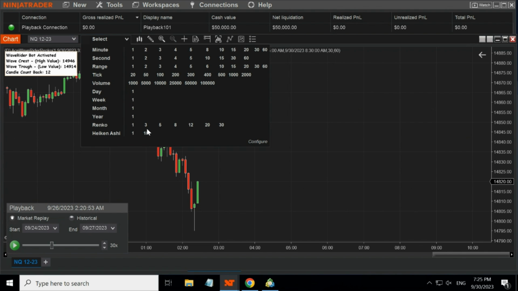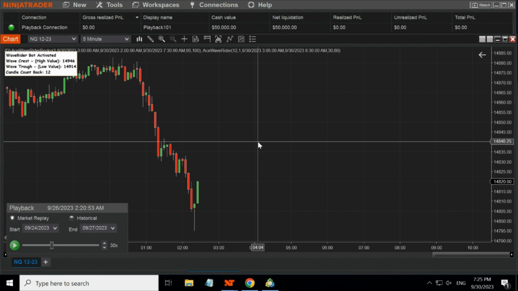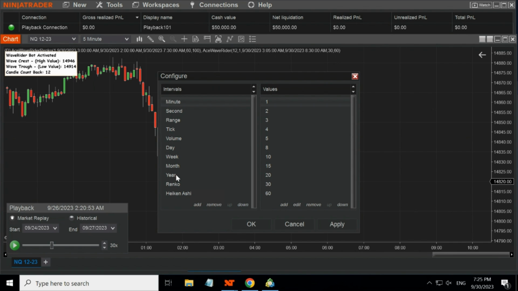So previously I was on a Renko chart, so you can see on the bottom here. If you don't have Renko configured onto your chart, you can easily do that by clicking on configure and going down to Renko. You can add it, and then you can add different values for your Renko chart. You just add it and put it on.